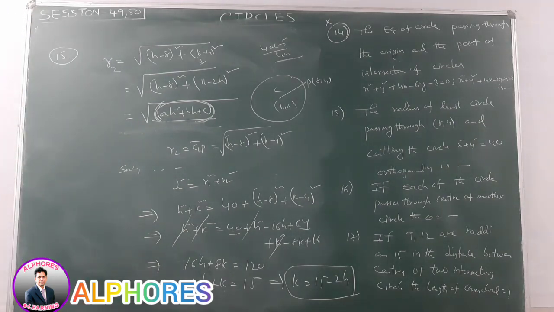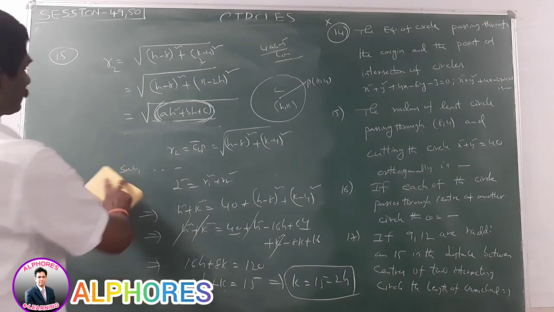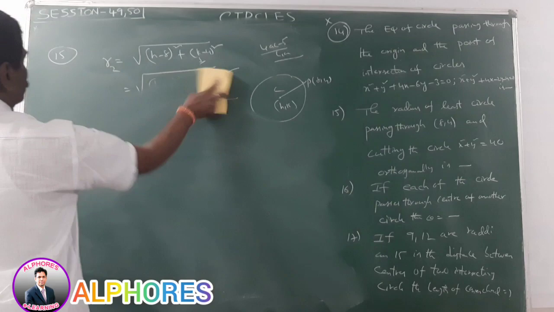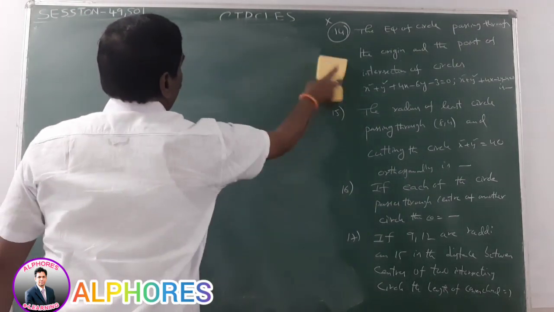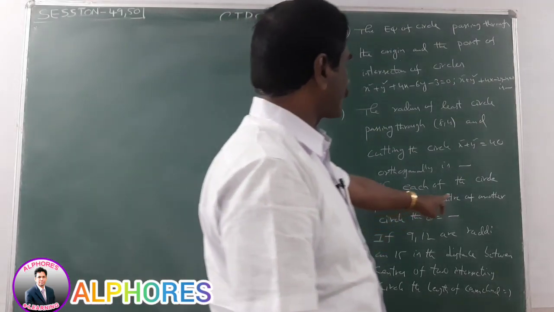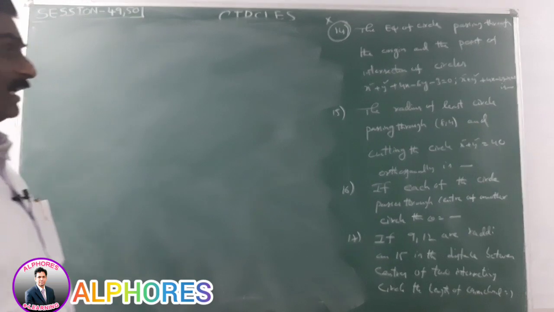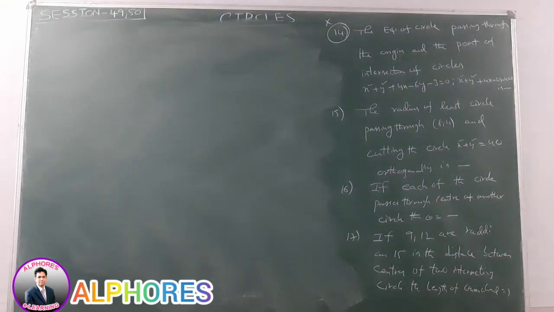Okay. Next, 16th. If each of the circles passes through the center of the other circle, then the angle between the two circles is dash.